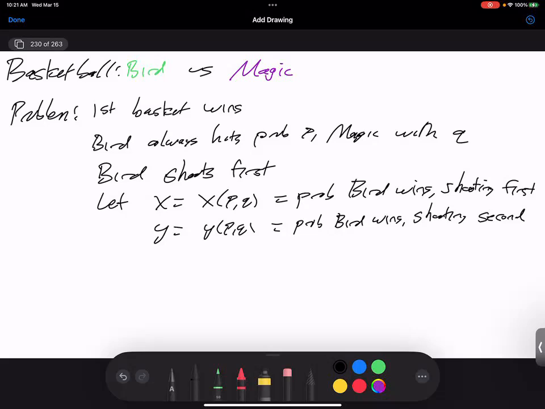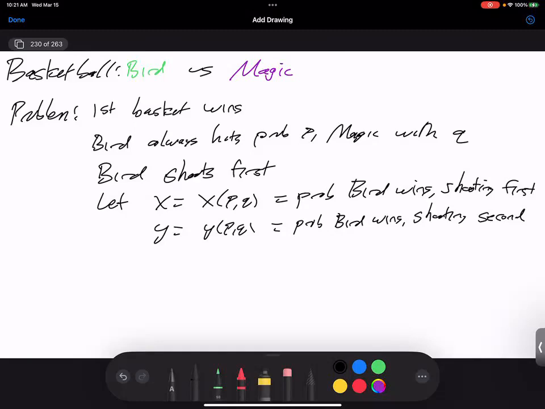Think of extreme cases. What would be an extreme case for Magic? He always makes it. So if Magic always makes it, then Bird's probability of winning on the second shot is 0. Now, does that impact what X, the probability that Bird wins, is? Because if Magic always makes it, Bird's got to make it on his first shot or not. So X would just be P in that case.